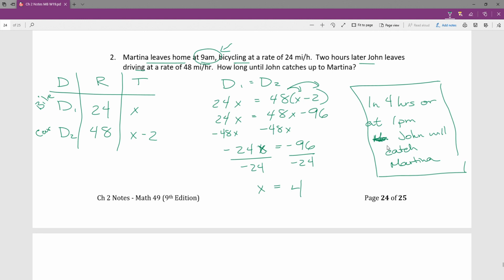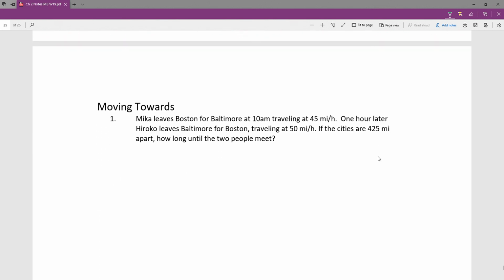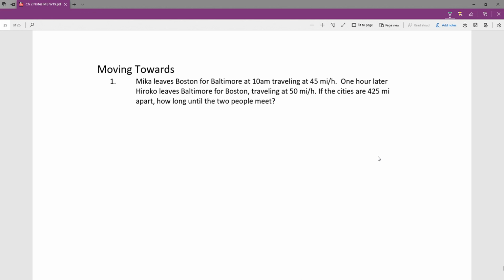All right, we're almost there. So we've got this last variation, this moving towards business. So we've got this idea that Baltimore and Boston are 425 miles apart, and one person is coming one way, one person is coming the other, and we want to know how long until those two people meet. So again, it's a distance, rate, time problem.